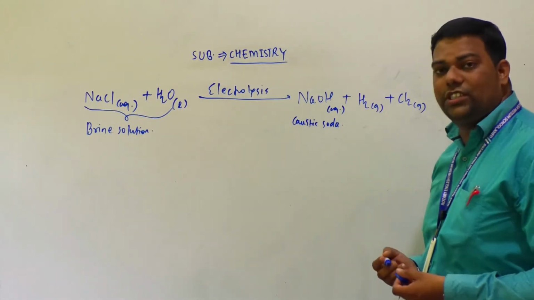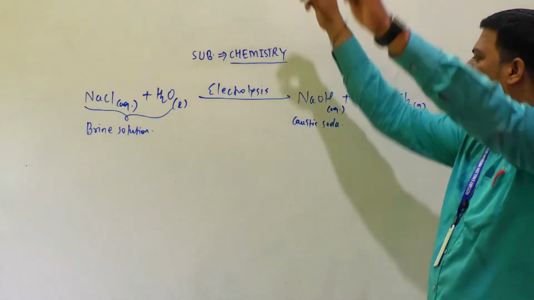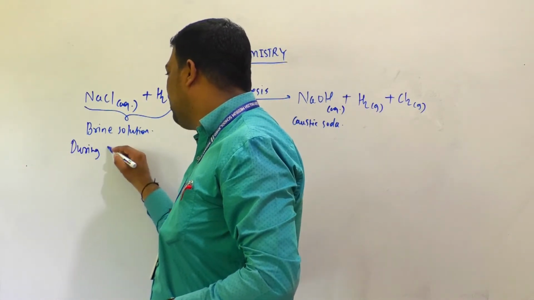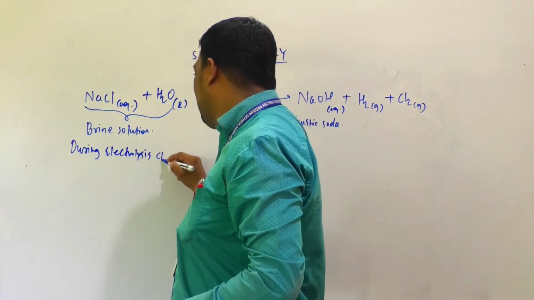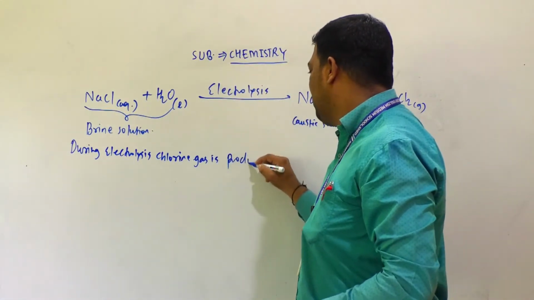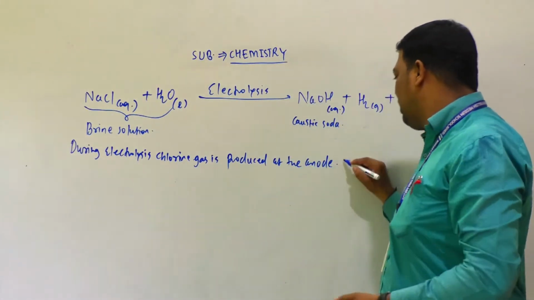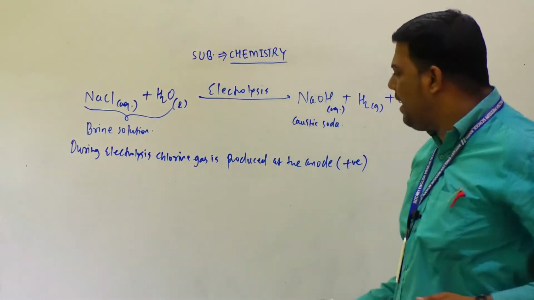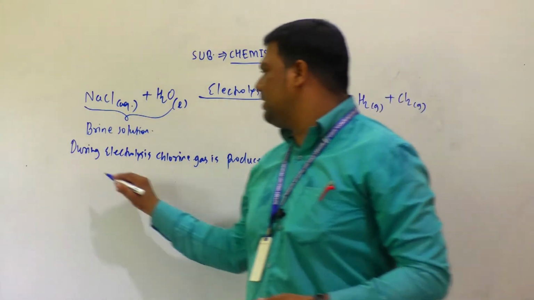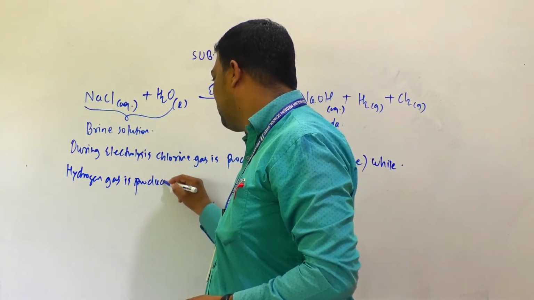During electrolysis, chlorine gas is produced at the anode, that is, the positively charged electrode. While hydrogen gas is produced where?